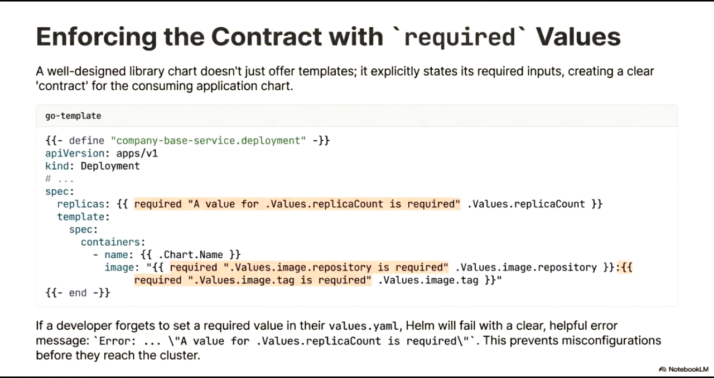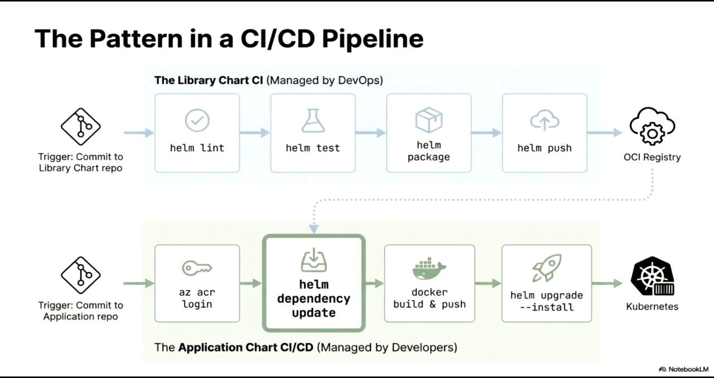This proactive validation mechanism prevents broken configurations from being deployed to the cluster, significantly improving the reliability of the deployment pipeline. This diagram illustrates a common pattern in CI/CD pipelines, showcasing the separation of concerns between shared library charts and application-specific deployments. At the top, we have the library chart CI process, which is managed by DevOps.